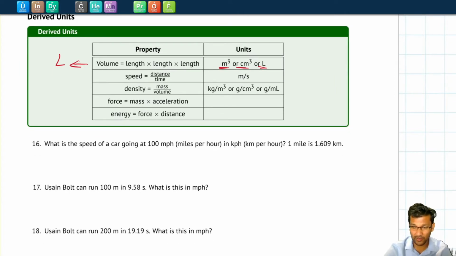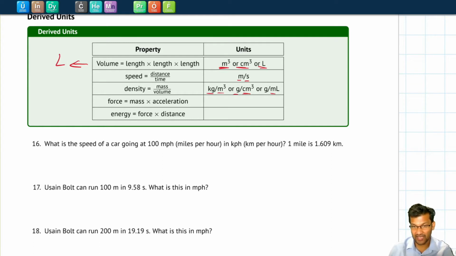Speed is another derived unit. It's units of distance over time. If we measure distance in meters and time in seconds, then the units for speed or velocity would be meters per second. Density is mass over volume. So if we measure mass in kilograms and volume in meters cubed, it will be kilograms per meters cubed. More typically in chemistry, we measure mass in grams and volume in centimeters cubed or milliliters.